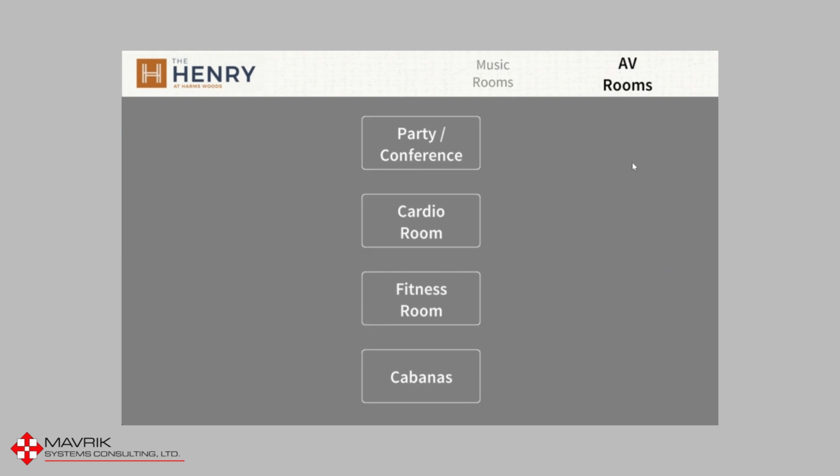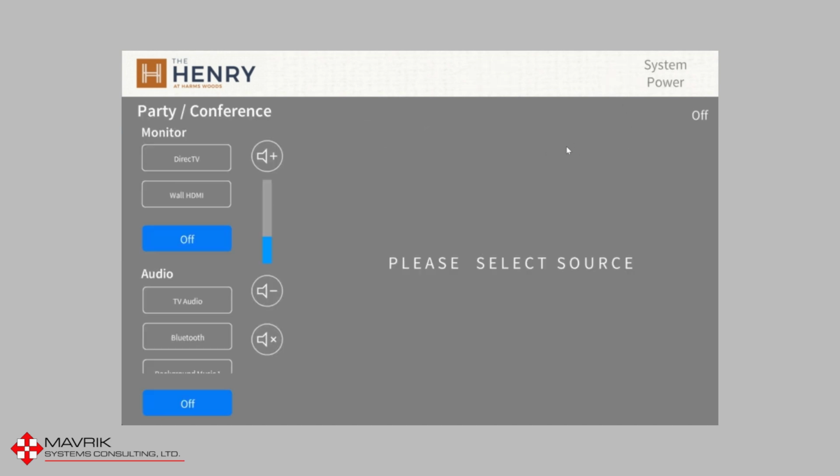We can go into the AV rooms and we'll just call it the conference room. And in here we have a monitor and then of course speakers. The 2 local sources are DirecTV, and they have a HDMI wall jack if somebody has a laptop and they want to present within the room. There's also a Bluetooth receiver in the room, if they're renting it out or using it for a party, or you want to have your own music. The user can just play their phone through the speakers.